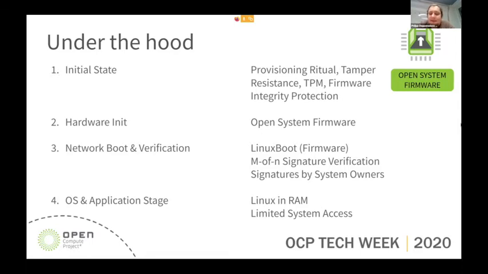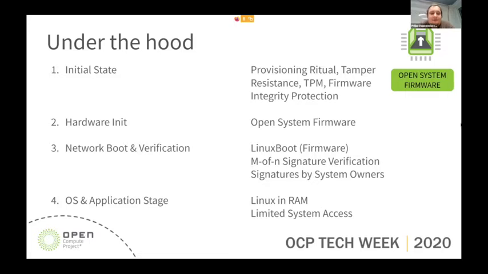That could be any flash protection mechanism or Boot Guard or whatever kind of technology, which is probably open, so that depends on what you use in terms of platform features. If you want to have it really open, probably something like SPI flash protection is a good idea. And then we have a hardware initialization, which is done by open system firmware. This can be done through coreboot or MinTel platform, TianoCore, whatever you use.